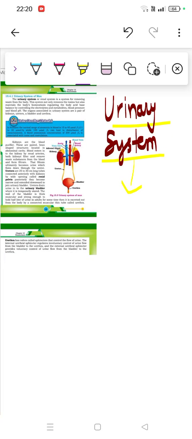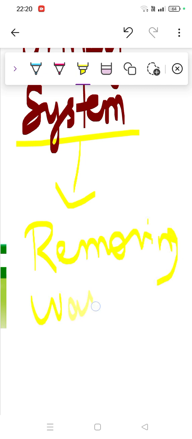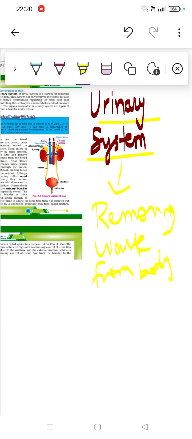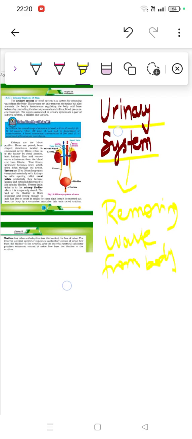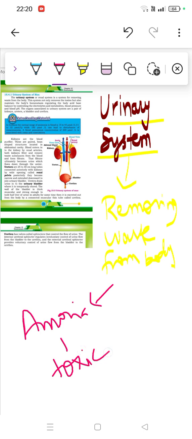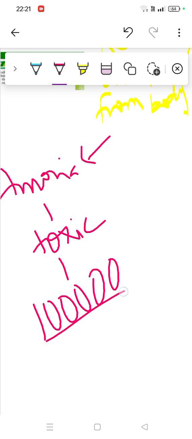The urinary system is the system for removing waste from the body. Now what type of waste? Everything which is toxic for our body. For example, ammonia is quite toxic, we know that. It is 100,000 times more toxic.